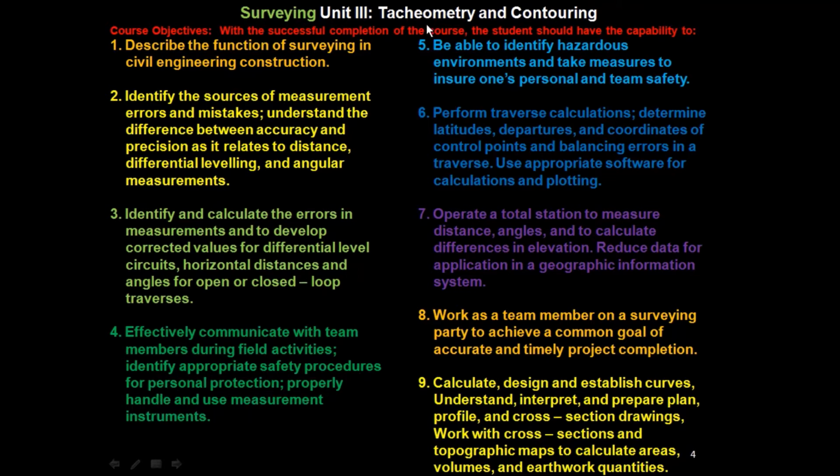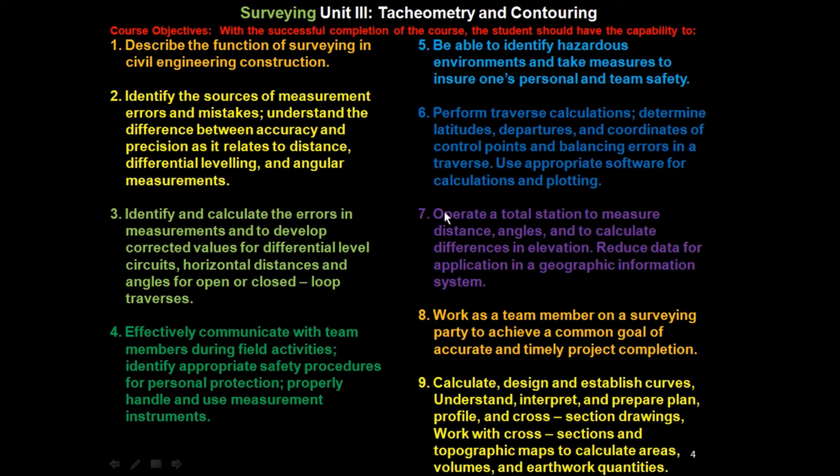Fifth course objective is to be able to identify hazardous environments and take measures to ensure one's personal and team safety. Sixth course objective is to perform traverse calculation, determine latitude, departure and coordinates of control points, and balance errors in a traverse. Use appropriate software for calculations and plotting.